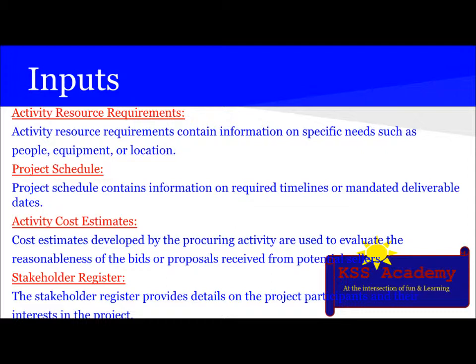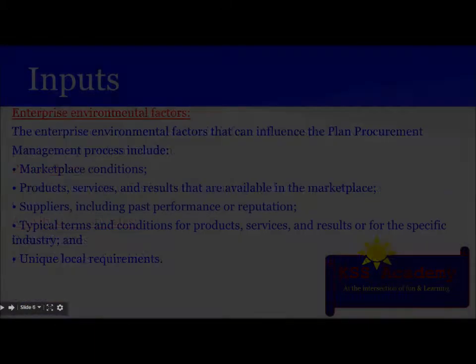Then is the activity cost estimates. Cost estimates developed by the procuring activity are used to evaluate the reasonableness of the bids or proposals received from the potential sellers. Then is the stakeholder register, which provides details on the project participants and their interest in the project.